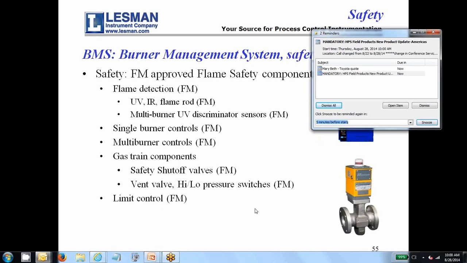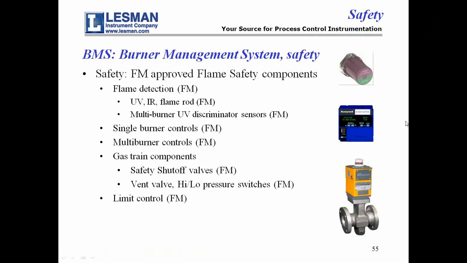The safety side of the BMS has all these FM-approved safety components in it. You got to do flame detection. Then you have single burner or multi-burner controls that respond to the flame detection and/or a whole bunch of other signals out there, safety signals like gas and low high pressures. You got a whole bunch of gas train components, some of which are sensors. The safety shutoff valve is the final control element. Then you've also got the limit controller that we mentioned before as part of the safety burner management systems.